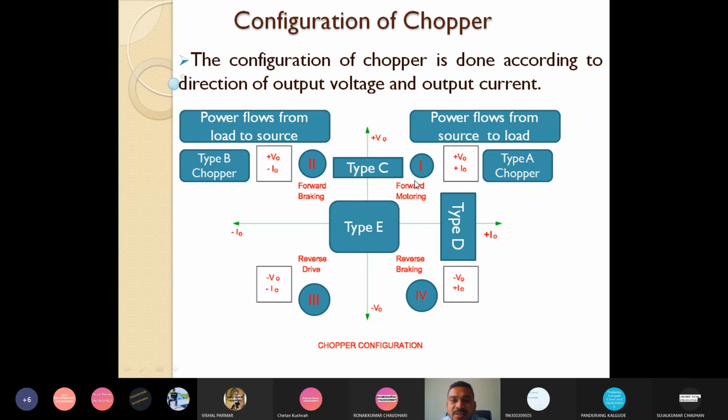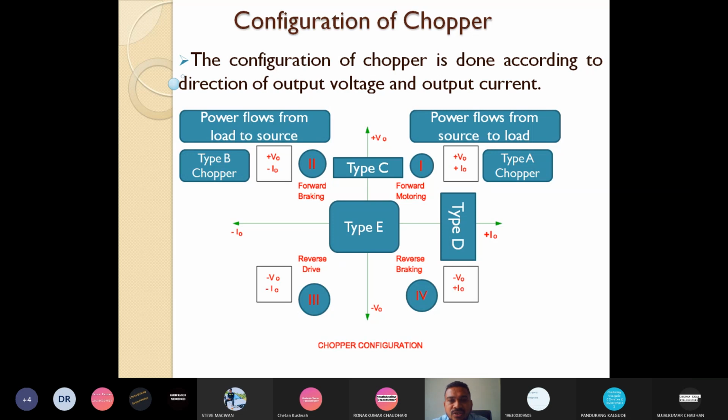When type E chopper operates in the first quadrant, the output voltage and output current both are positive. When it operates in the second quadrant, the output voltage is positive and output current is negative. When output voltage and output current both are negative, it operates in the third quadrant. When output voltage is negative and output current is positive, it operates in the fourth quadrant.